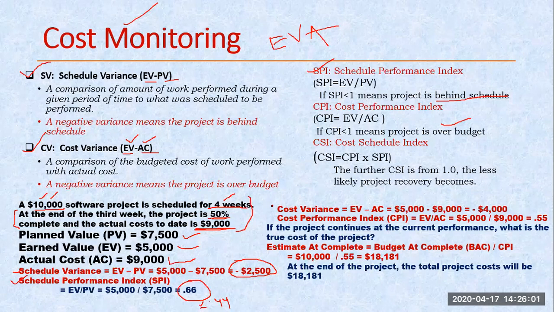Now this is the cost variance. So how are we calculating the cost variance? By using the same 5000 minus 900. So this is the exact value that is shown there. This much my project is over budget.